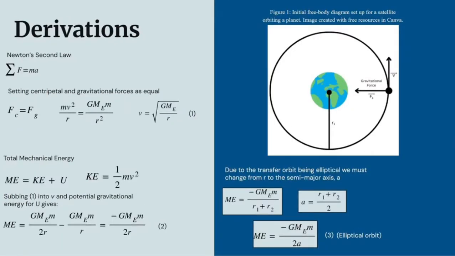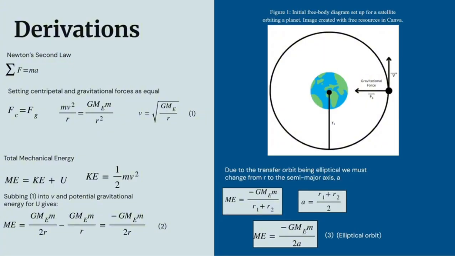Let's walk through the math behind the Hohmann transfer. We simplify our free body diagram to only consider the effects of gravity and disregard any potential atmospheric drag. For an object to remain in orbit, its centripetal force and gravitational forces must be equal. From this, we can find our first formula, the velocity of an object in orbit.